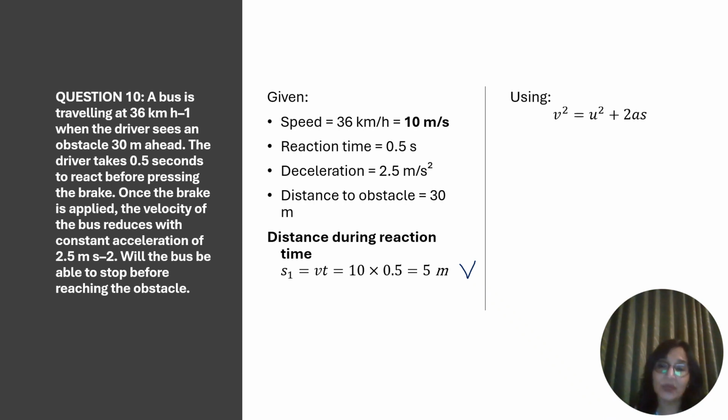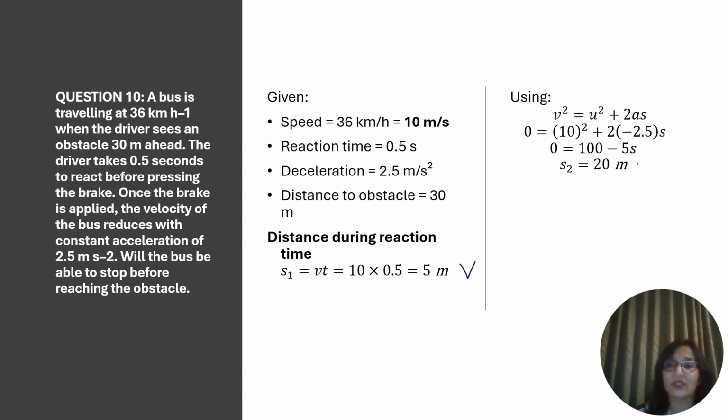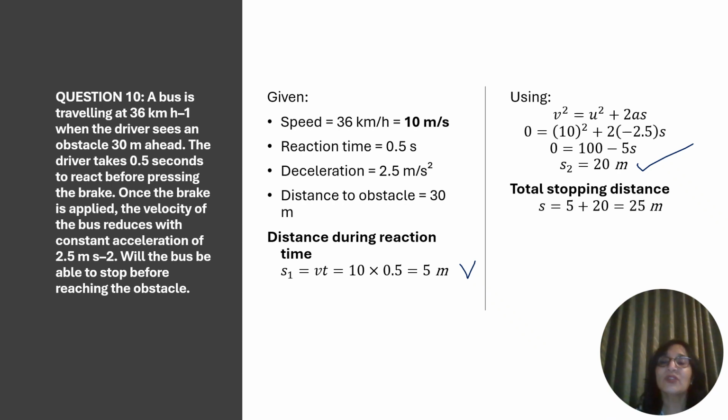Then you have to use the equations of motion, which is v square is equal to u square plus 2as, with the values given in the question. Once you substitute the values, what is the distance you are getting here? 20 meter. So S1 was 5 meter, and then the second, S2, you calculate, that is 20 meter. So what is the total stopping distance here? When you add it, you get S1 plus S2, that is 5 plus 20, which is 25 meter. So will the bus be able to stop before reaching the obstacle? Yes, the bus will stop safely before the obstacle.